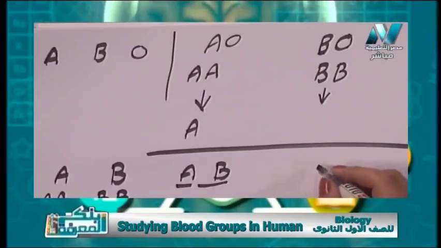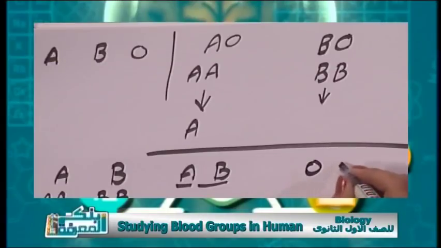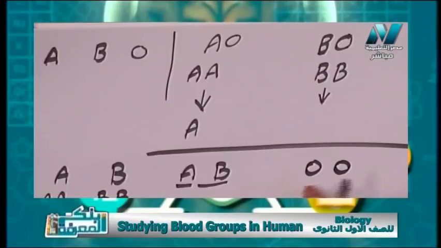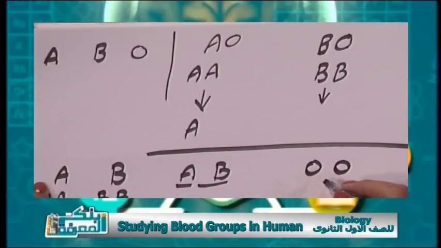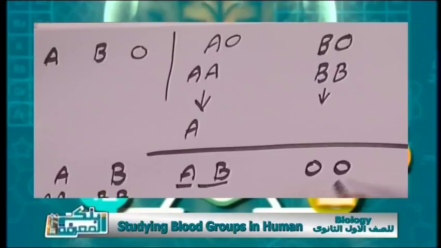But what about the gene O? The person who has the gene O must be pure. So the 2 genes are OO, because he cannot have gene A, otherwise he will be A group, or gene B to be B group. So the person who has blood group O must have genotype OO. There is no other chance.